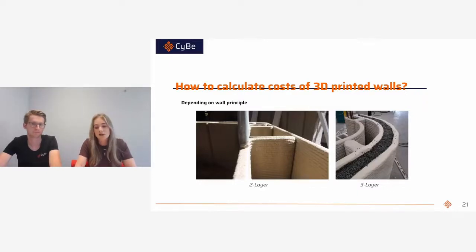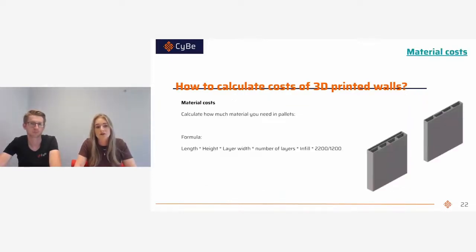And to calculate the amount of material that you need, you first need to know how much material you need in cubic meters. This is done by a formula, by multiplying the length of the wall with the wall height. After this, we multiply this with the layer width, which is, as I mentioned, a standard 40 millimeters, so we multiply this number with 0.04.